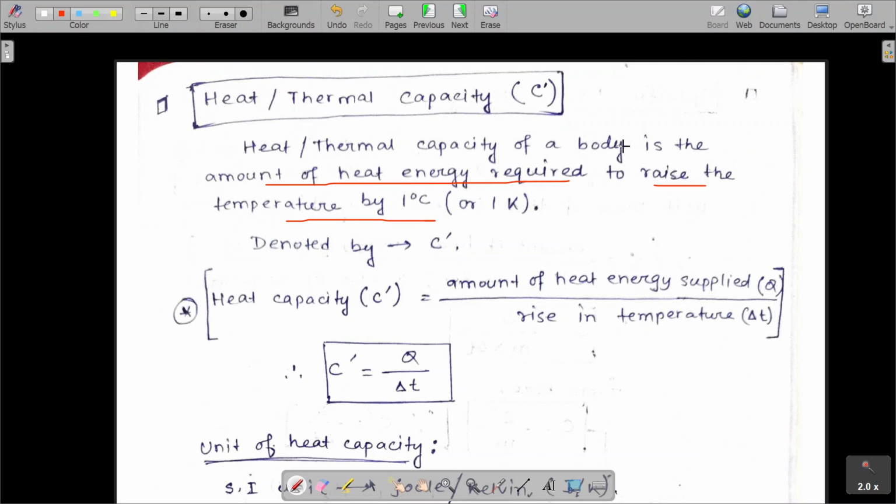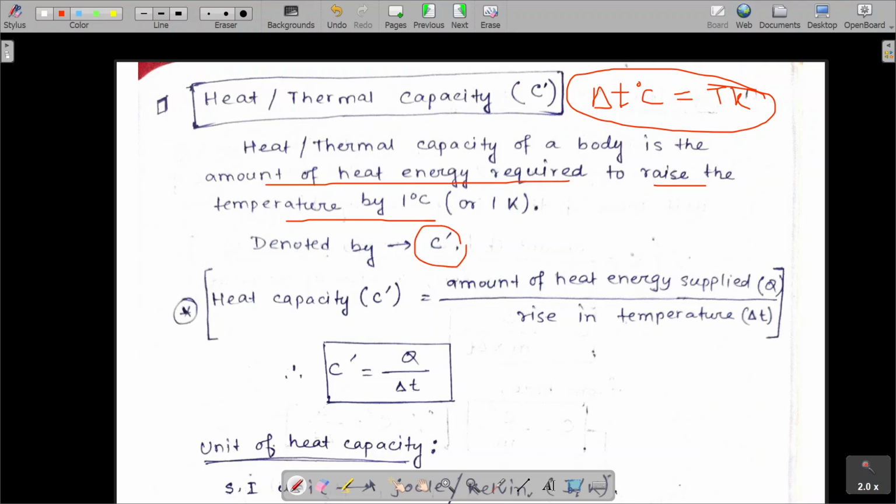Practically, in this chapter, we will say that a change of delta T degree Celsius is equal to delta T Kelvin. It means whether we measure the temperature in Kelvin or in Celsius, we treat both as equal. So I have written by 1 degree Celsius or 1 Kelvin. The heat or thermal capacity of a body is the amount of heat energy required to raise the temperature by 1 degree Celsius or 1 Kelvin.